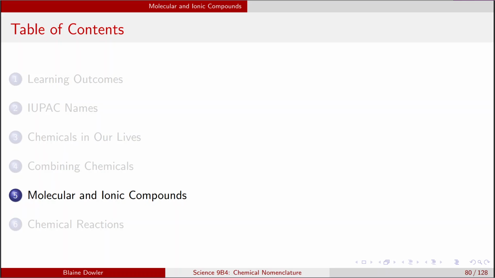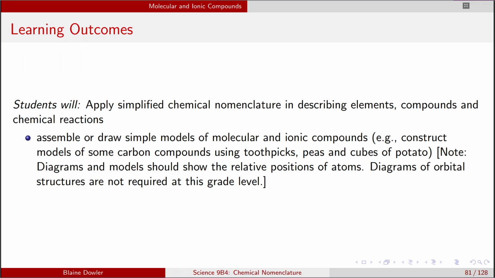Welcome to part 5 in our 6-part series looking at Science 9, Outcome 9B4. This time we are looking in more detail at molecular and ionic compounds. The specific outcome: students will assemble or draw simple models of molecular and ionic compounds. For example, toothpicks, peas, and cubes of potato.